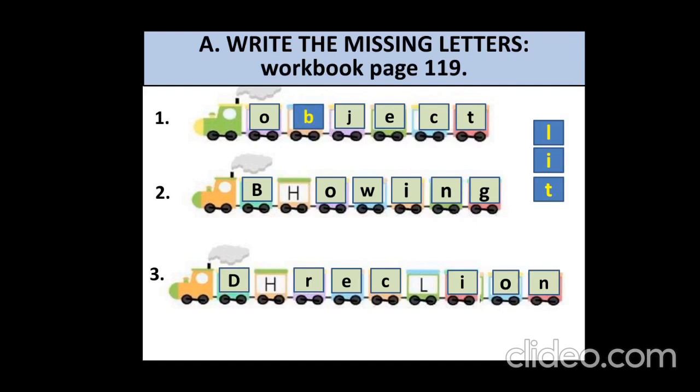Number 2. B-H-O-W-I-N-G. Does it make any sense? Bowing? Does it sound right? No. I think we have to choose the correct letter here. Which one do you think, students? Is it I? Or is it T? L. So now it's correct. It makes the perfect word. B-L-O-W-I-N-G. Blowing. Just how you can see the train is blowing steam, right? So blowing.